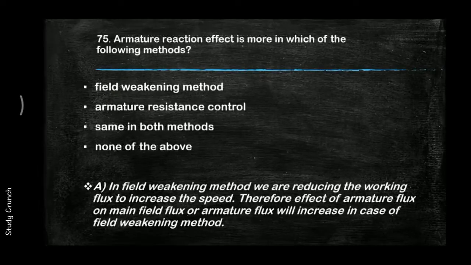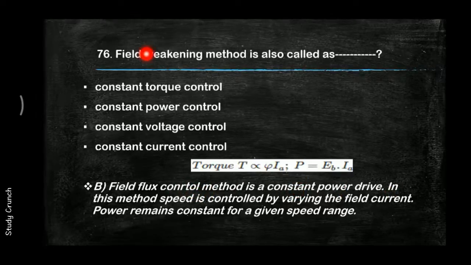Next, armature reaction effect is more in which of the following methods? So the answer is it is more in field weakening method. We know that in field weakening method we are reducing the working flux to increase the speed. Therefore, the effect of armature flux on the main field flux will increase in case of field weakening method.